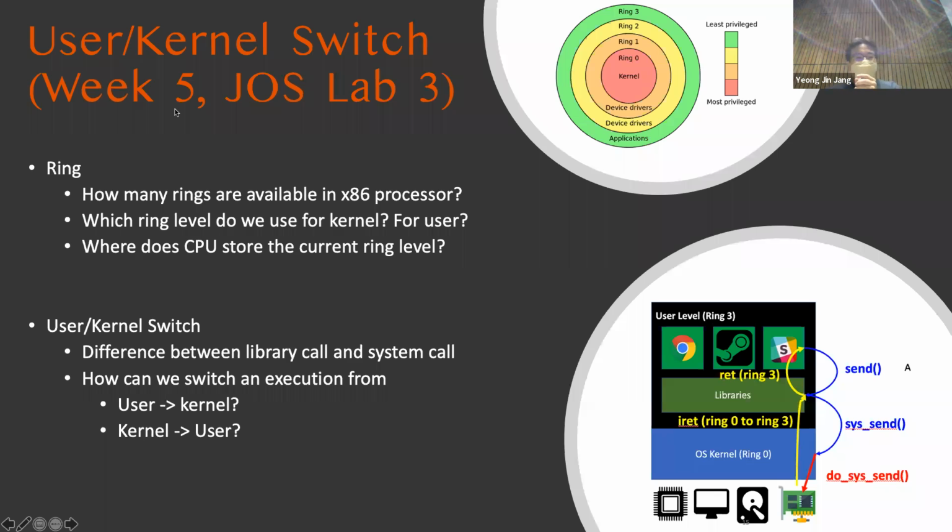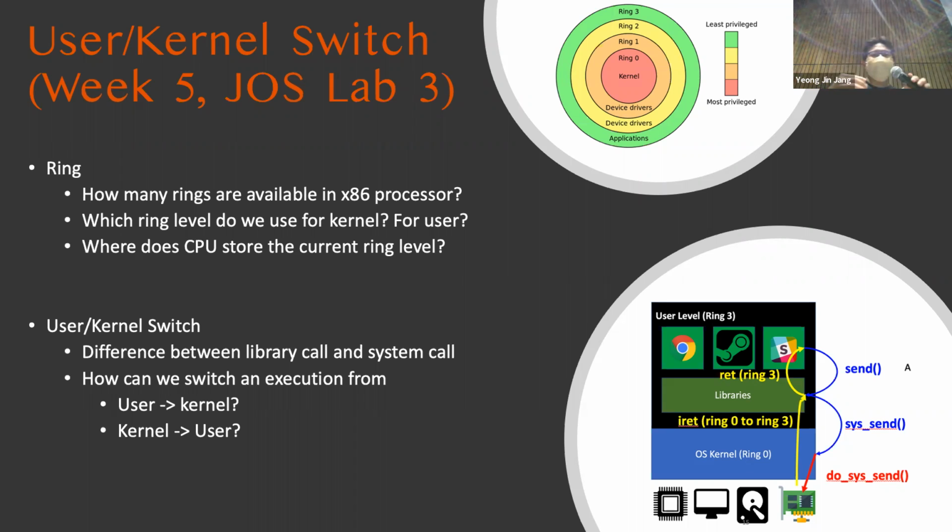And then in weeks 4 and 5, we learned about the user-kernel switch and the ring structure. This is how the operating system protects the system from potentially malicious software, so that even if malicious software tries to access the hardware directly, that is not possible. It is always mediated by the operating system via system call.